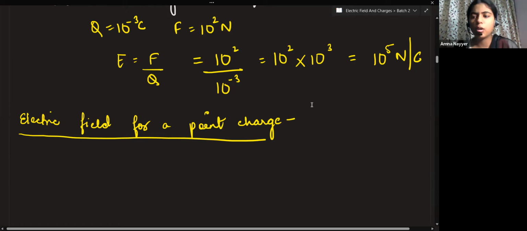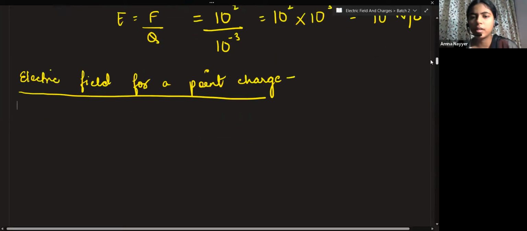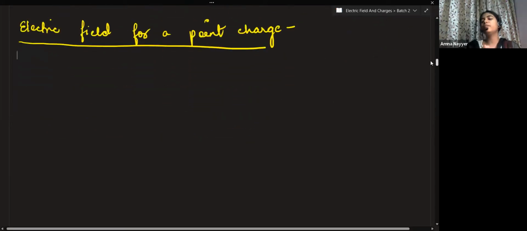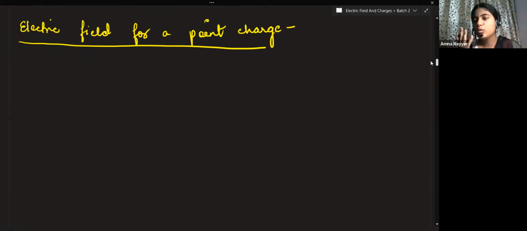I think by now you all must have written it down. This was a one-liner answer. Now, electric field for a point charge, the derivation of this is very easy because you know what is electric force and now you know what is electric field. So whatever you have as electric force, if you divide it by Q, that will give you electric field.